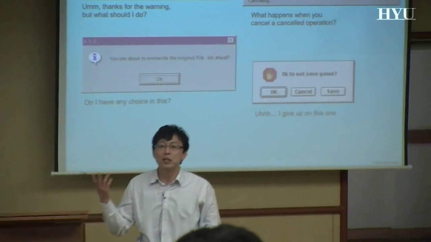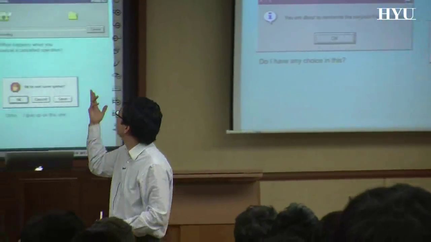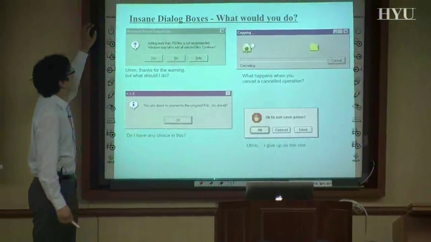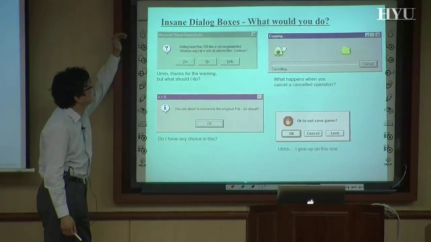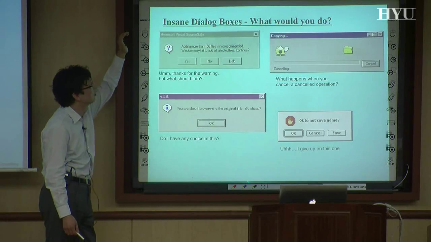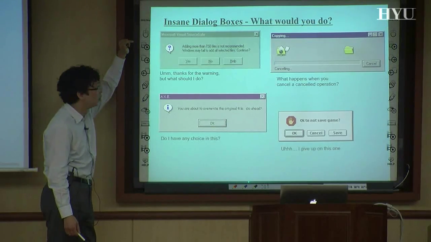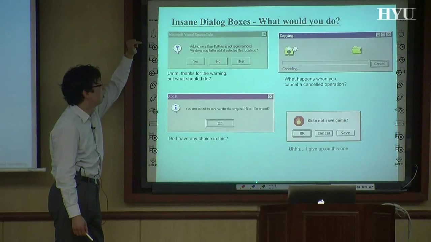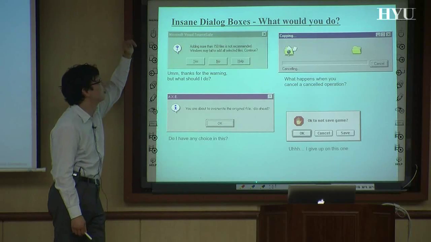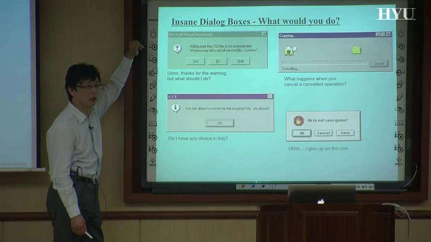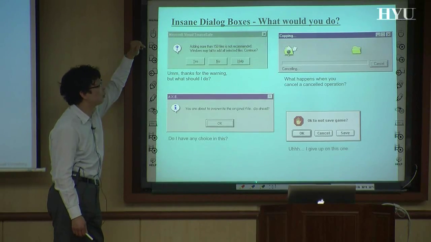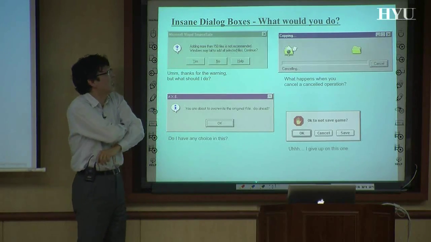Say in information design, like icon or feedback design, the first one: adding more than 150 files is not recommended. Windows may fail to add all selected files. Do you want to continue? Yes, no, help. The users are very, very thankful for such a warning. But what should I do? Yes means continue. But adding more than 100 files is not recommended.